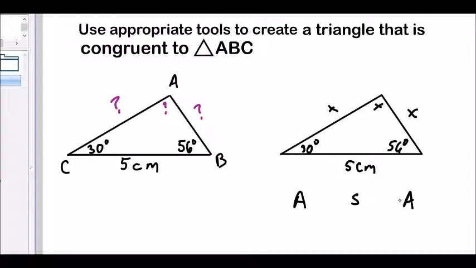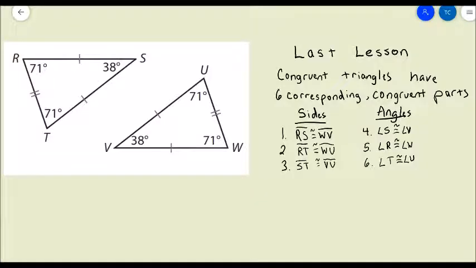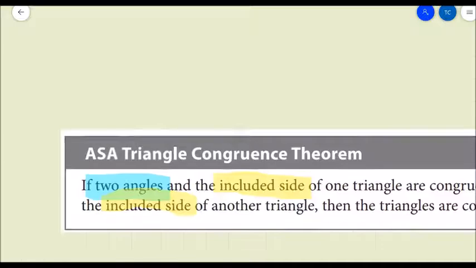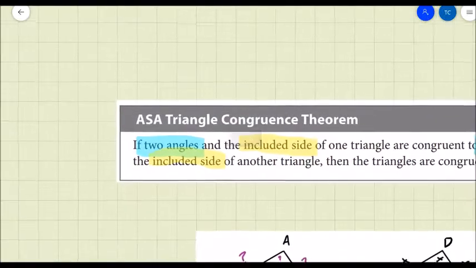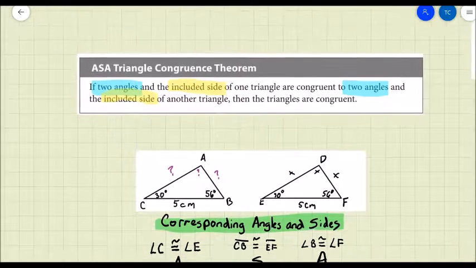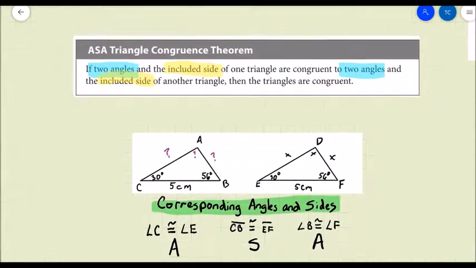Let's investigate this a little more. So in the last lesson we learned that congruent triangles have 6 corresponding congruent parts. But as we just experienced, we don't have to know all 6 parts. We actually, in many cases, only have to know 3. So the one that we just discovered was called the ASA Triangle Congruence Theorem.